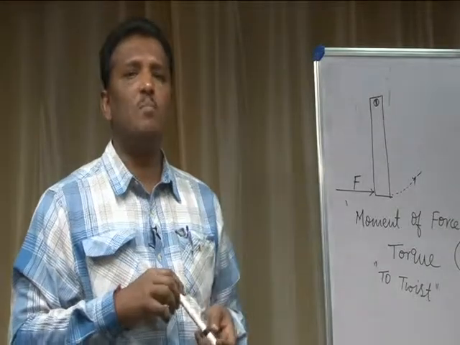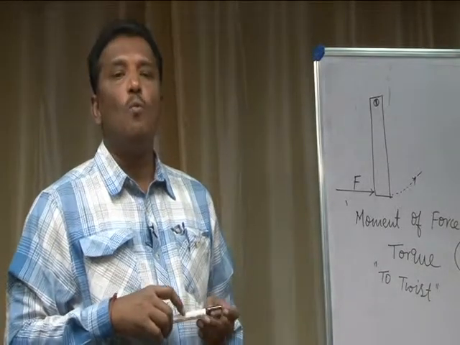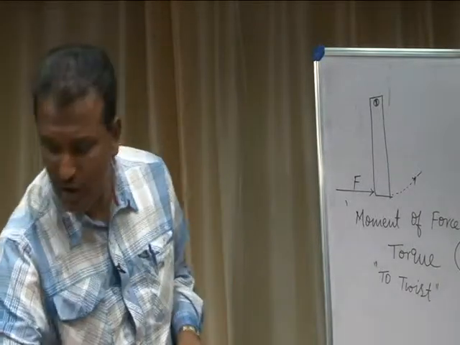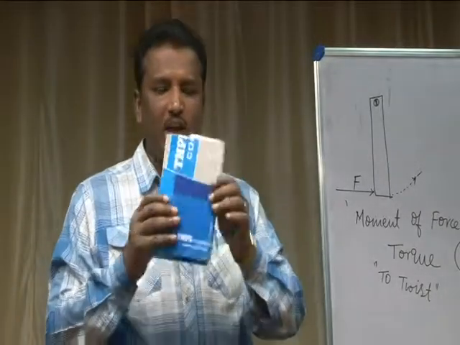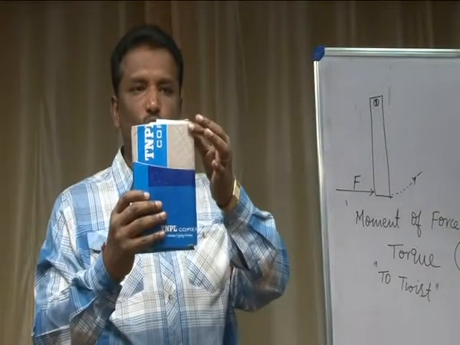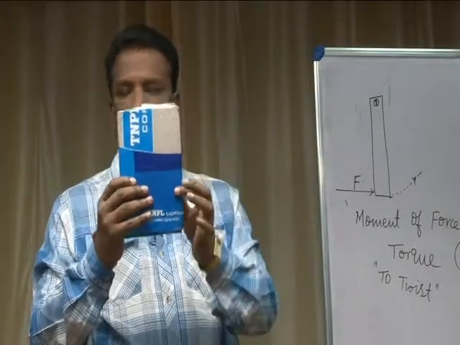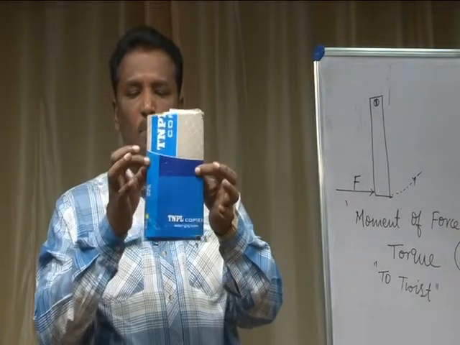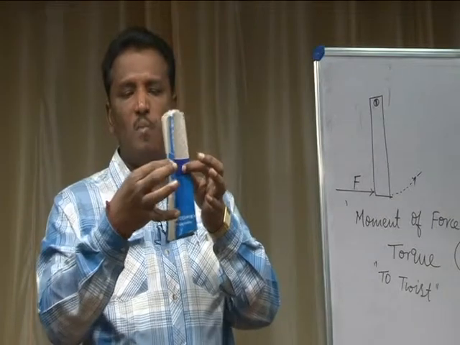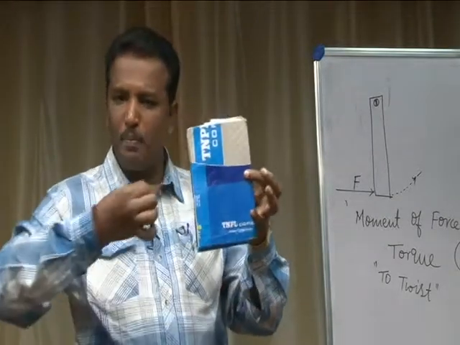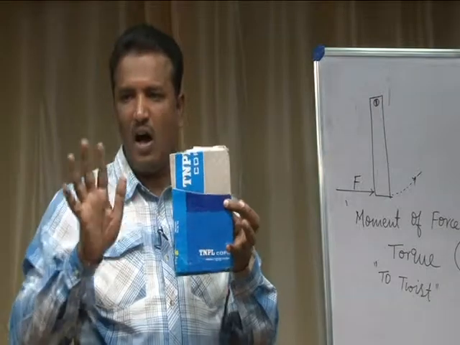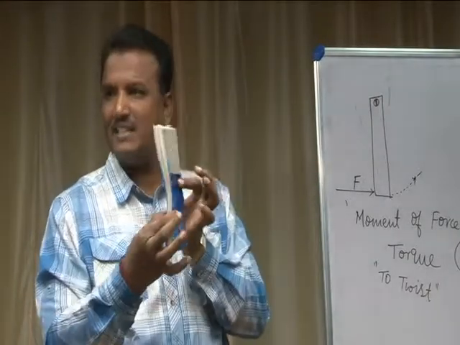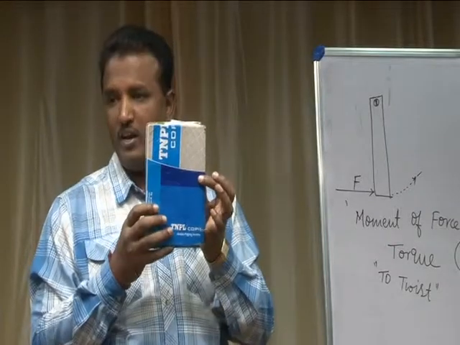The best example for the moment of force is opening and closing a door or even a window. For example, this is your main door. It has two ends, one end of which is fixed or hinged. So to its free end, if you apply some force, when it opens or closes, its motion represents an arc of a circle. Arc of a circle means it moves in a circular or rotatory motion.